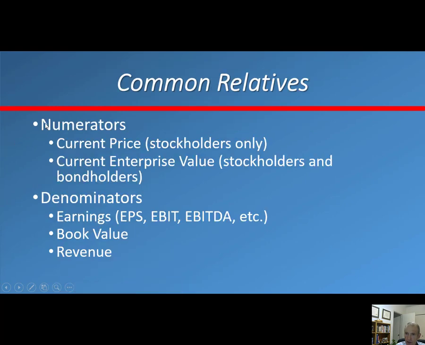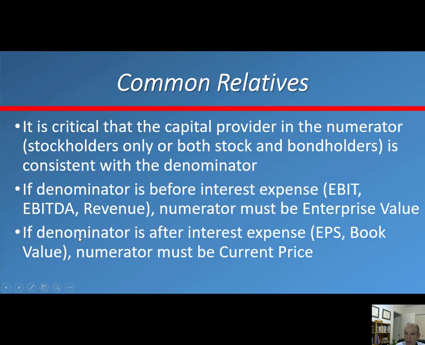All right, so we have numerators like price, enterprise value. Those are your two choices on the numerators. Then you have denominators. They can be earnings related. So you can do price to earnings, which is the same thing as price to earnings per share. Price to EBIT. No, I'm sorry, not price to EBIT. Enterprise value to EBIT. I'll explain why. Enterprise value to EBITDA. Or price to book. Or enterprise value to revenue. I'll explain why I'm picking those.